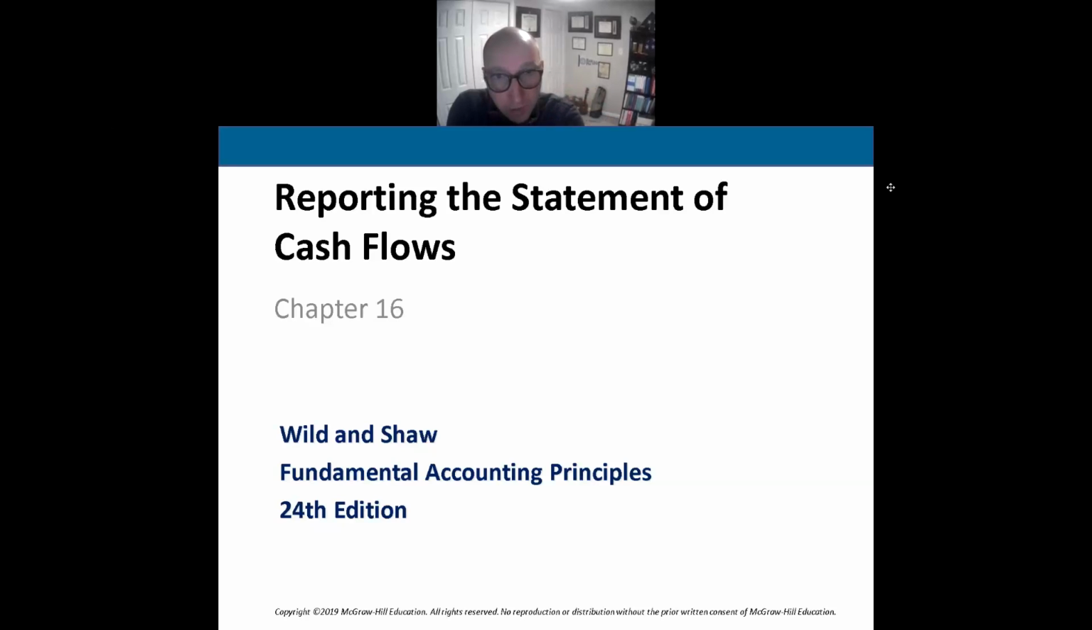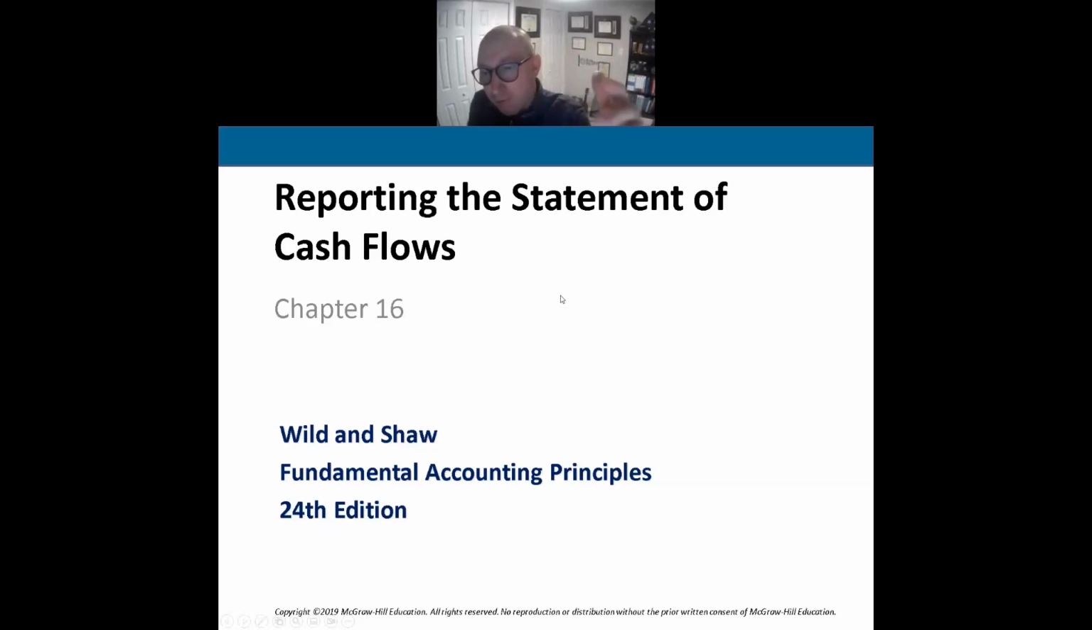And the third category on the statement of cash flows is called financing activities. In financing activities, I'm financing the business. Taking out a loan, repaying a loan, issuing stock, issuing bonds, etc. Right? Financing. So those are the three categories: operating activities, investing activities, and financing activities.